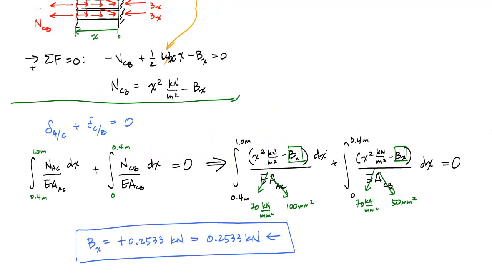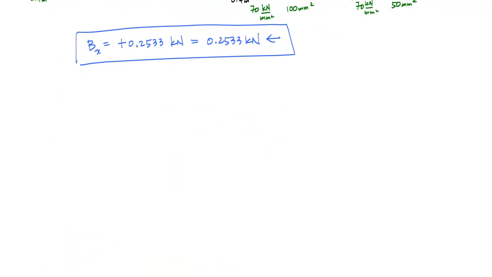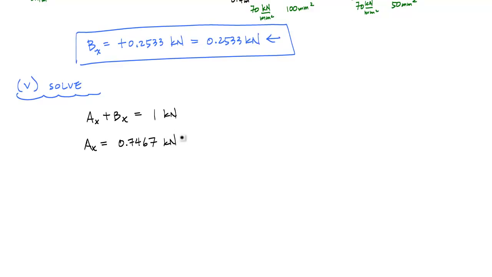And lastly I want to go ahead and finish the solving process. So that would be 4, I'll call that 5, why not, even though we're kind of just solving anyway right here. In the solving process, I'm just going to go ahead and reuse my equilibrium equation, which was this Ax plus Bx is equal to 1 kilonewton, and that tells me Ax is 0.7467. Oh, too many significant figures right here. Ax is 0.7467 kilonewtons to the left. Bam!